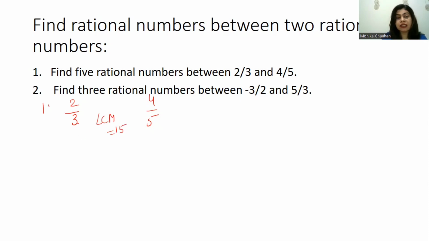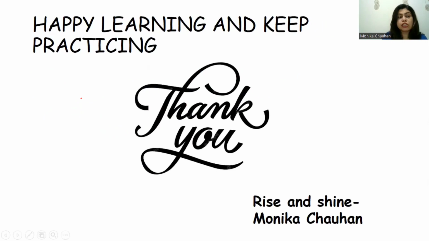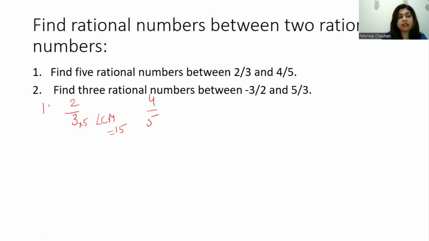So what should I multiply 3 with? 5. Same, I need to multiply with 5 over here. And then here I need to multiply with 3. Okay, so what do we get? 10 over 15, and here we get 12 over 15.